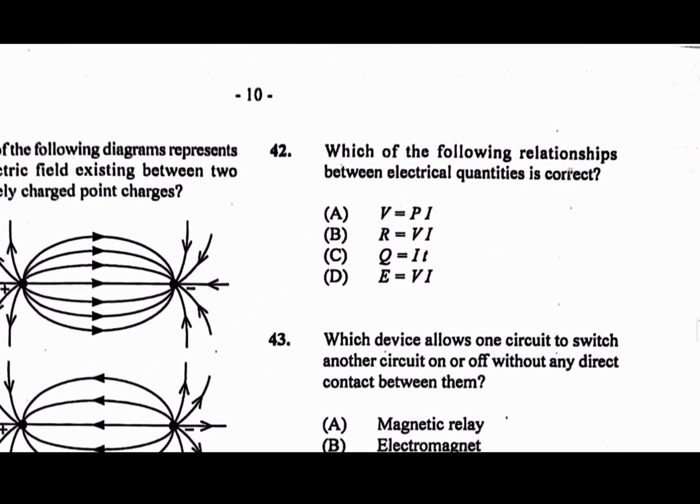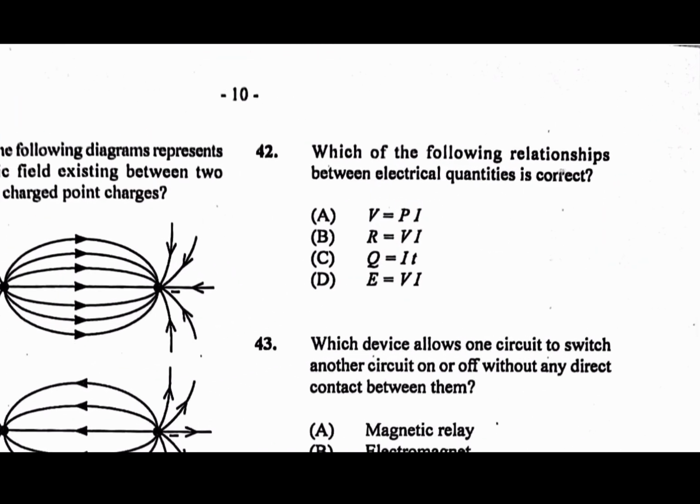42. Which of the following relationships between electrical quantities is correct? The only one here that's correct is C, right? Part A is a butchered version of P equals VI. Part B is a butchered version of V equals IR, and part D is a butchered form of E equals VIt.